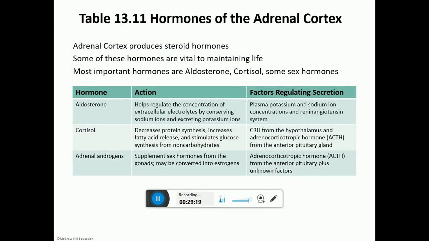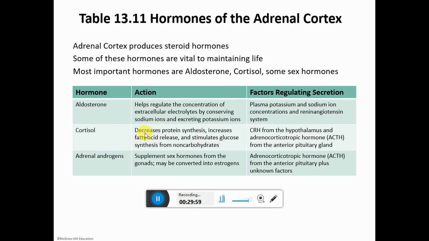For the hormones of the adrenal cortex, we have aldosterone, cortisol, and adrenal androgens. Adrenal androgens are the male sex hormones, but in both males and females the adrenal cortex makes androgens. So both males and females have androgens because they are made by the adrenal cortex. Aldosterone regulates the amount of sodium and potassium in our bloodstream. It will excrete potassium ions in the urine, but keep sodium ions.